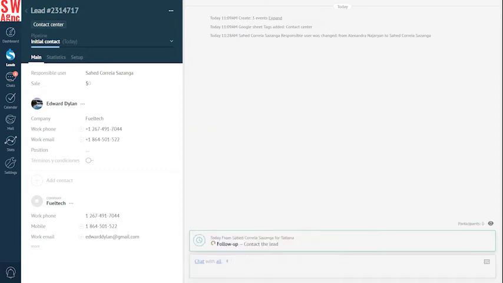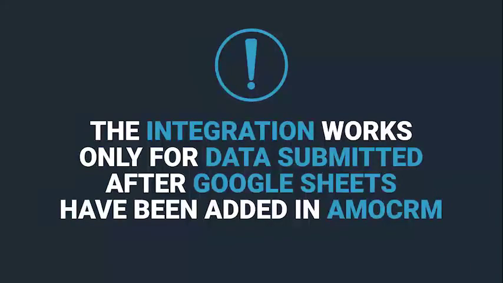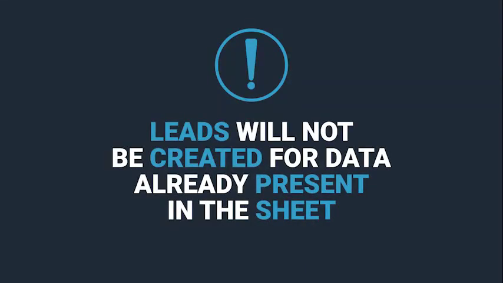Done. Now all the leads from Google Sheets will be automatically transferred to the CRM. You can send the incoming requests with a single click and avoid wasting time. Do note, however, the integration will only start transferring data submitted after Google Sheets have been integrated with Kommo CRM. Whatever data is already in your spreadsheet will not be created as lead data in Kommo CRM. You'll have to do it manually via export and import.